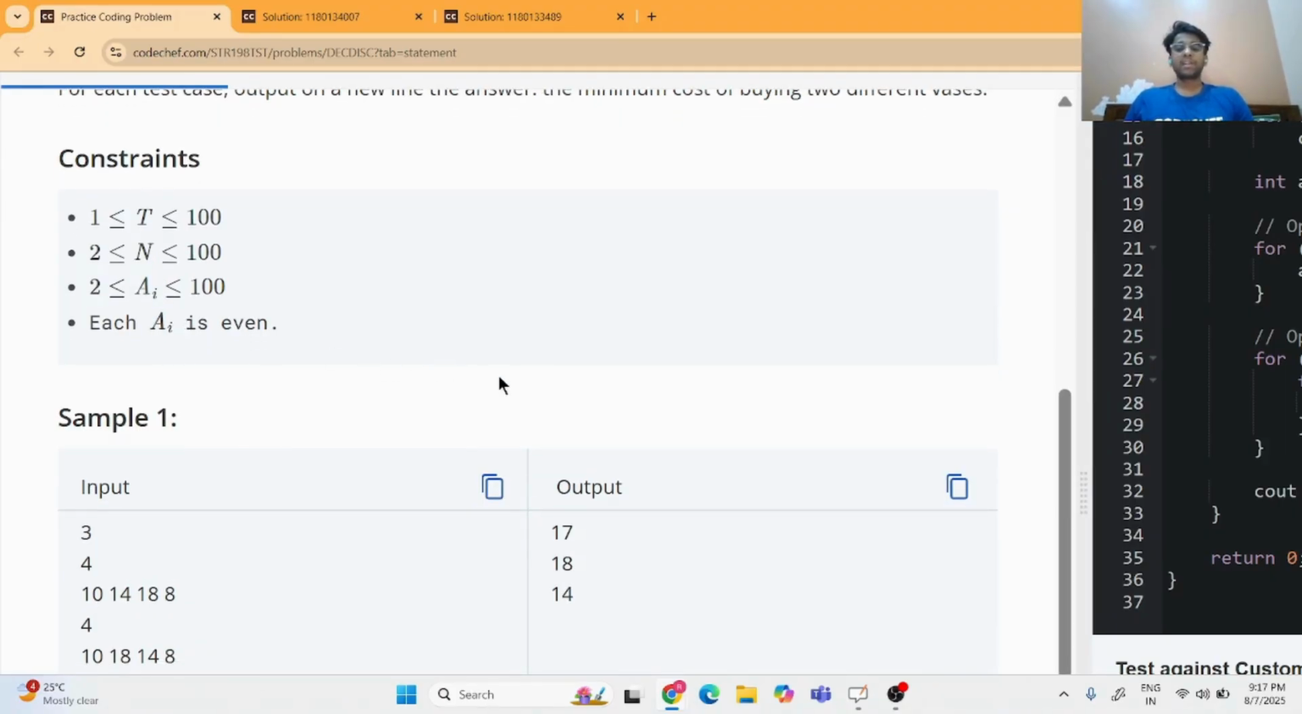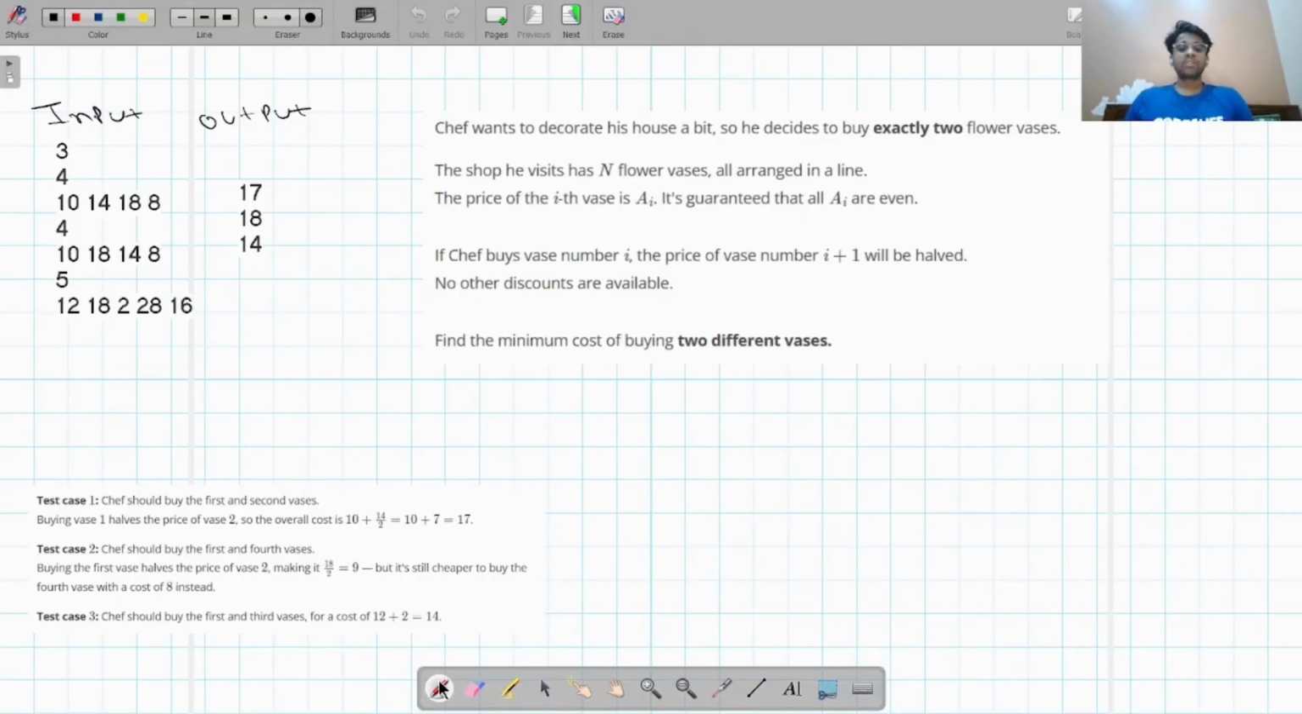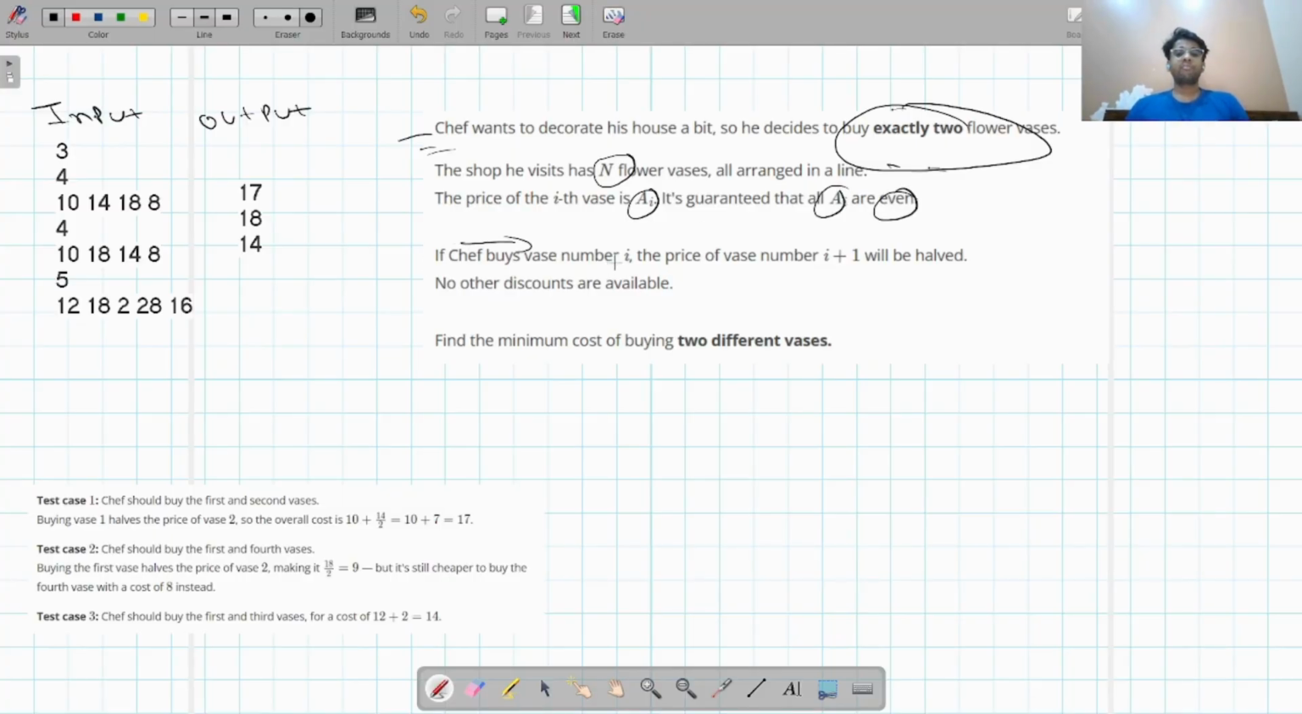So guys, now let's understand the sample test case more precisely. This question is pretty much straightforward. It says that Chef wants to decorate his house a bit, so he decides to buy exactly two flower vases. The shop has N flower vases all arranged in a line. The price of the ith vase is A[i]. It's guaranteed that all A[i] are even. And if Chef buys vase number i, the price of vase number i+1 will be half. No other discounts would be available. So we have to find the minimum cost of buying two different vases.